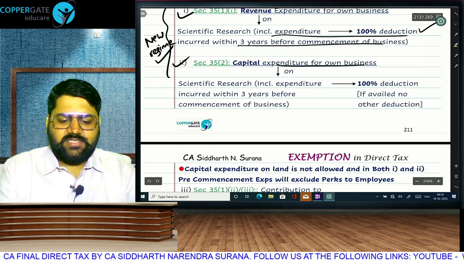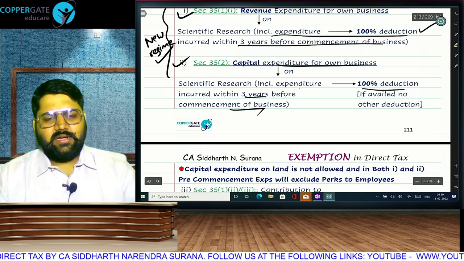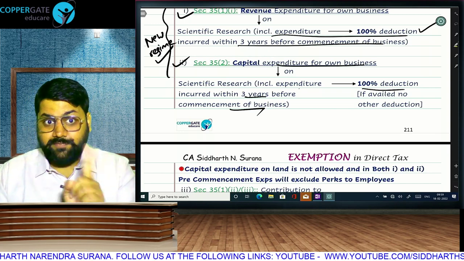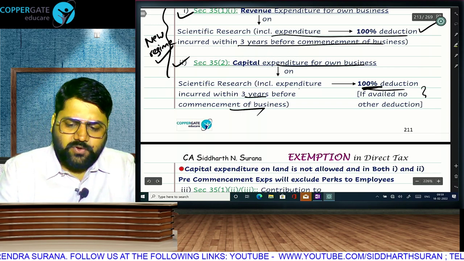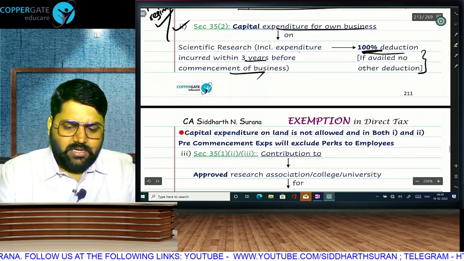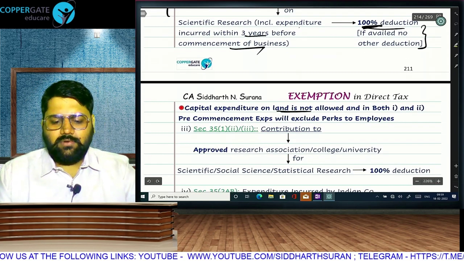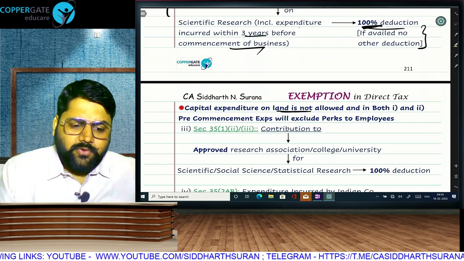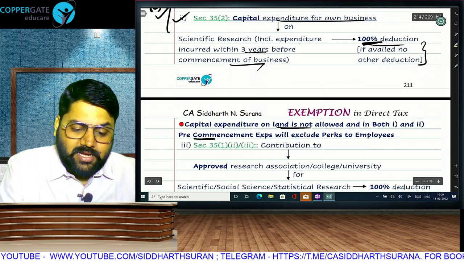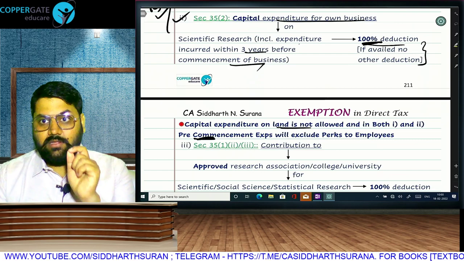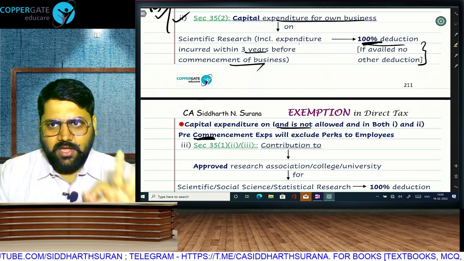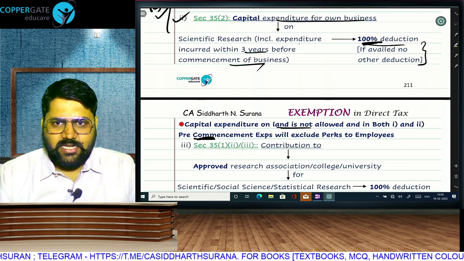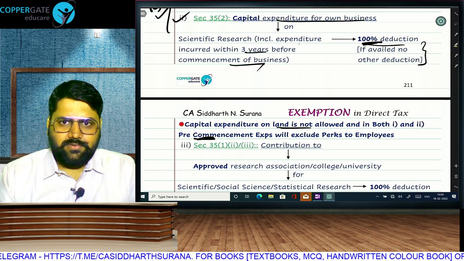Capital expenditure on own business, including 3 years before commencement of business, 100% deduction. So, in conclusion, revenue or capital, current year or last 3 years, if it is for own business and it is scientific research, 100% deduction. Of course, if you take this, you don't get other deductions like depreciation. In capital expense, land will not be allowed. Of course, for land there is no deduction anywhere in the law. And for both revenue and capital, are we giving deduction of pre-commencement? Yes, 3 years maximum. If there is any perquisite provided to employees in that period, it will not be allowed.